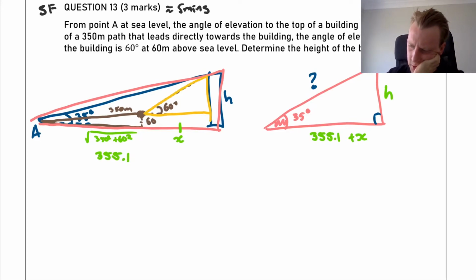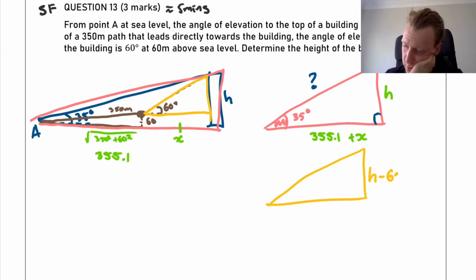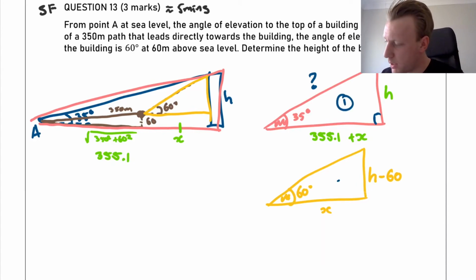Right there. Yes, we do. Oh, well, this is h minus 60. 60 degrees there. That's x there. Okay, let's come up with some simultaneous equations. So we're going to use number 1 here and number 2 there.